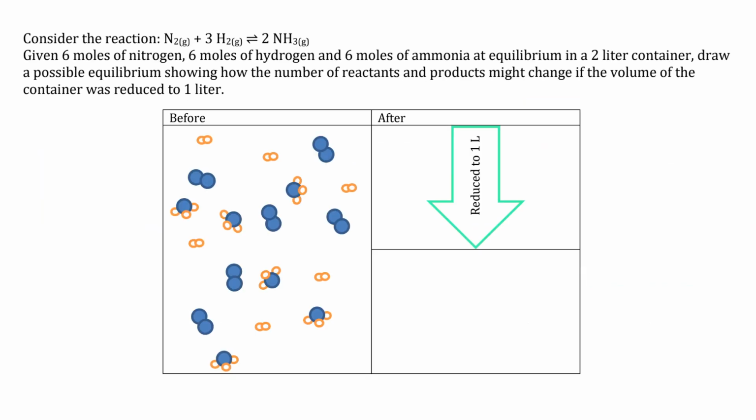So consider the following reaction. You have N2 plus 3H2 produces 2NH3. Let's say we have 6 moles of nitrogen, 6 moles of hydrogen, and 6 moles of ammonia at equilibrium in a 2-liter container. Draw a possible equilibrium showing how the number of reactants and products might change if the volume was reduced to 1 liter.